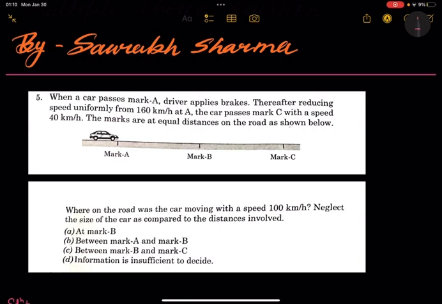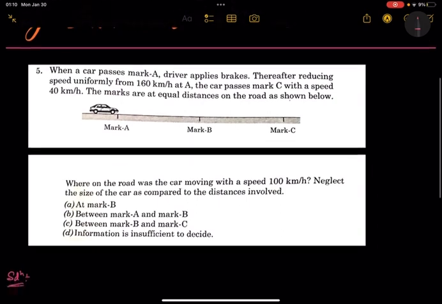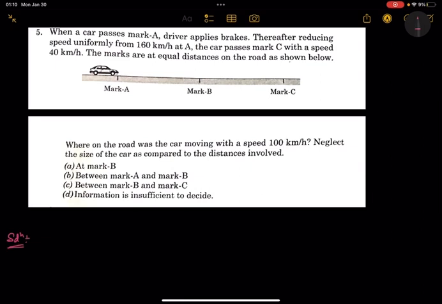So when on the road there was the car moving with a speed of 100 km per hour, neglect the size of the car as compared to the distances involved. Is it at mark B, between marks A and B, between marks B and C, or is the information insufficient to decide? So this question is simply saying that after 160 kilometer per hour, if the speed of 100 kilometer per hour exists on the road, then where is the position of the car?